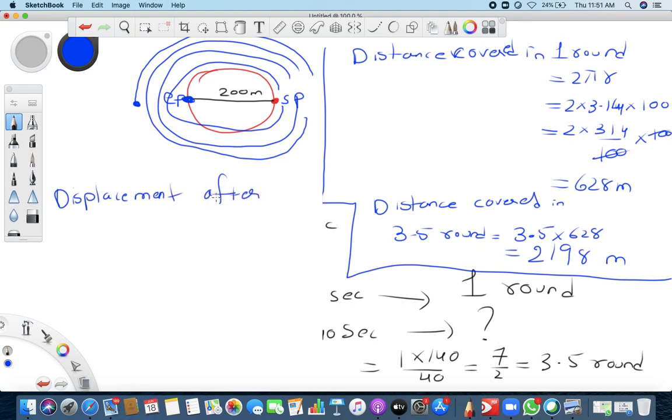after 3.5 rounds, that is equal to the diameter, right? And what is the diameter? 200 meter. Okay, so this is how we get both the answers. What do you get as a distance? You get distance as 2198 meter, and you get displacement as 200 meter, right?